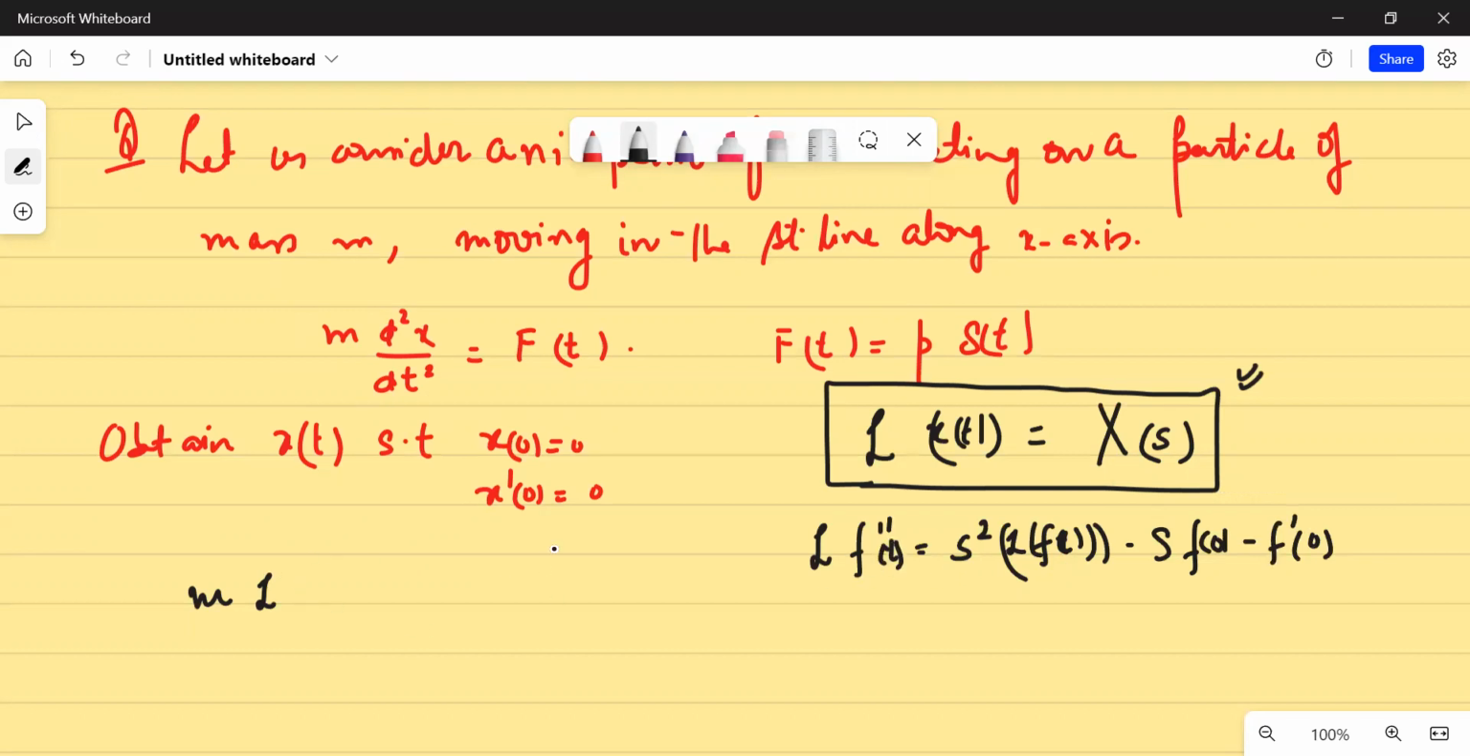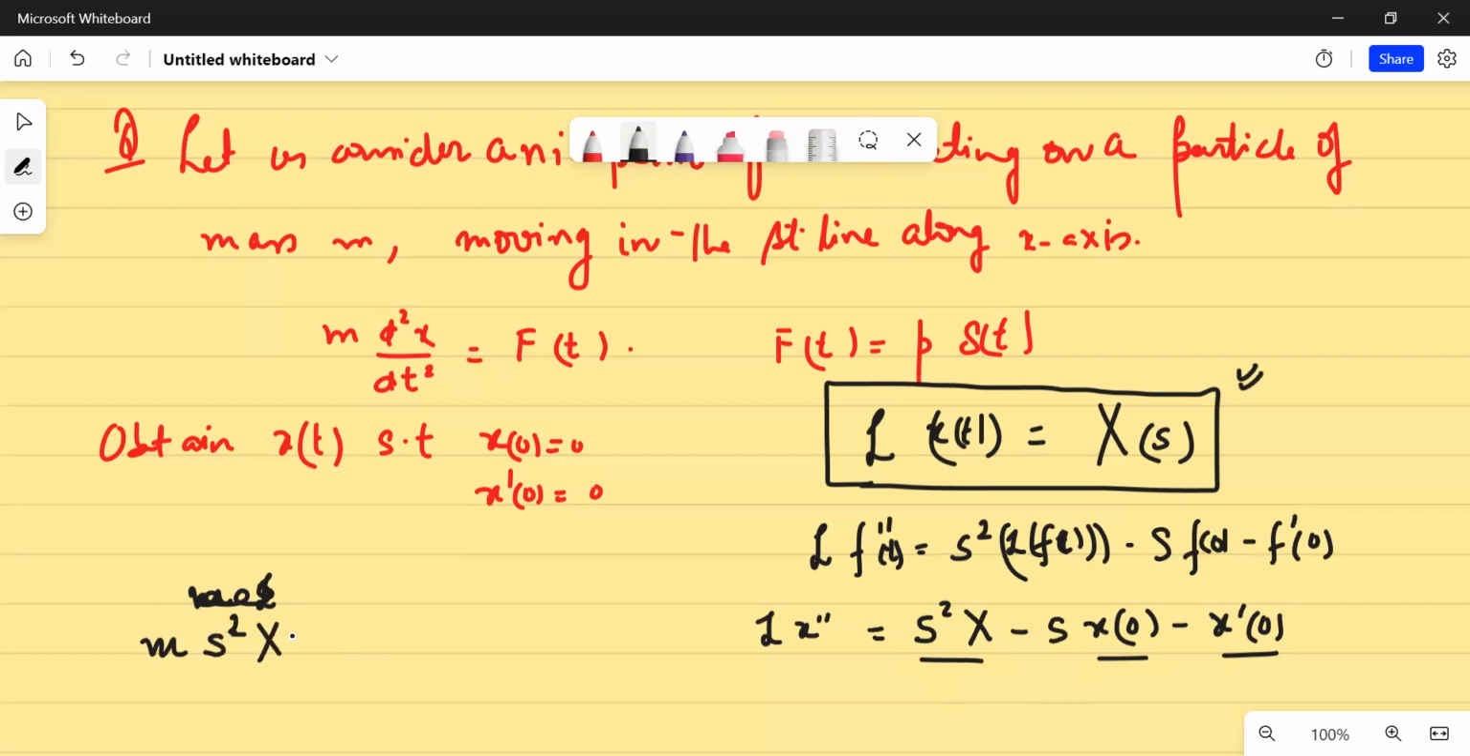So the Laplace transform of x double dash t would be s square times the Laplace transform of x, minus s into x0 minus x dash 0. And x dash 0 is 0, x0 is 0, so I'll only write this. Instead of writing all of these things, I'll write m s square into X. And then you have this Laplace transform of p.